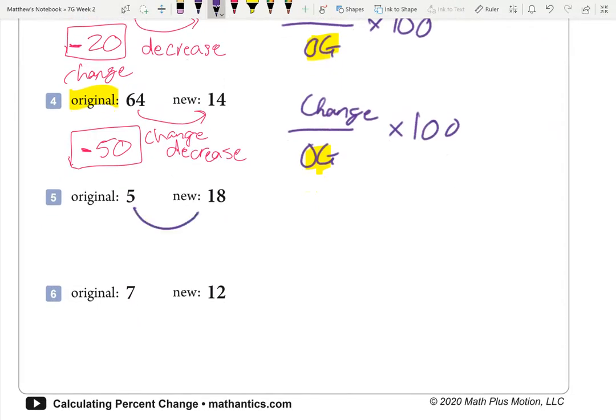And then these over here, same thing, but now instead of going down, I'm going up from 5 to 18. Think about how much I'm going up by. That's going to be my change. All right?